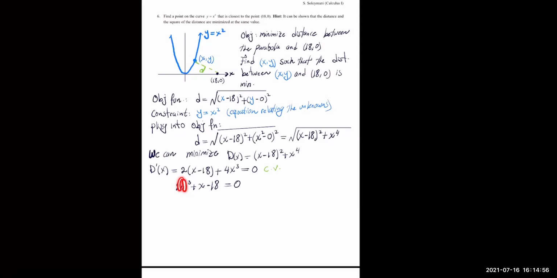If I plug 1 in, I get 2 plus 1, 3, minus 18, that's not 0. If I plug in 2, I hope that works. Does it? 2 cubed is 8. 8 times 2 is 16. 16 plus 2 is 18, minus 18. That gives me 0. Solve by inspection.